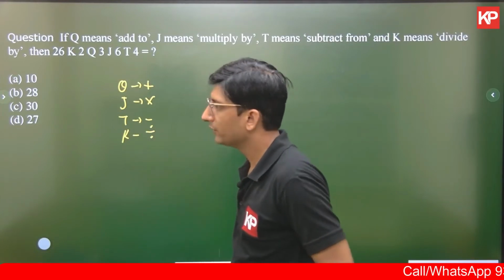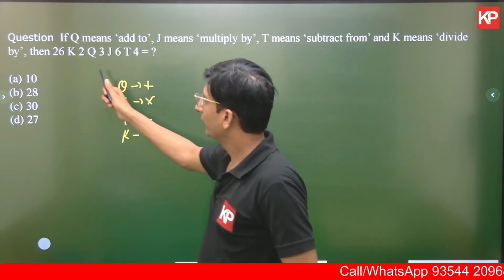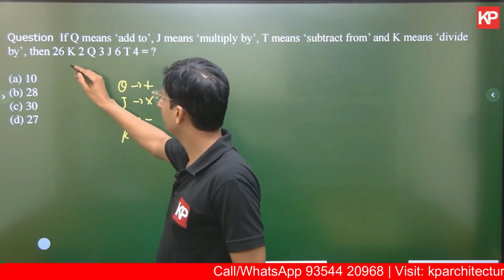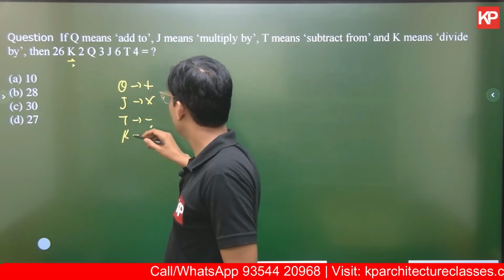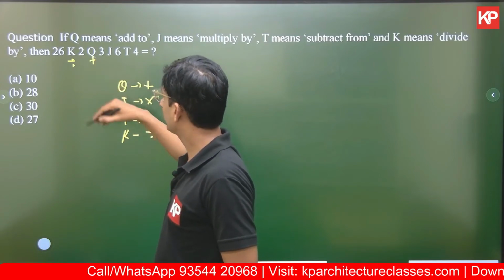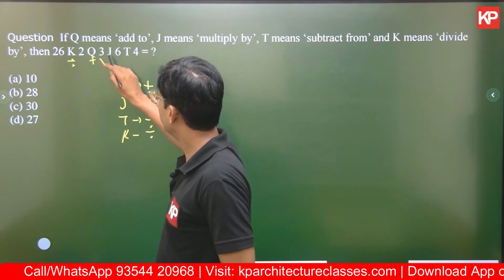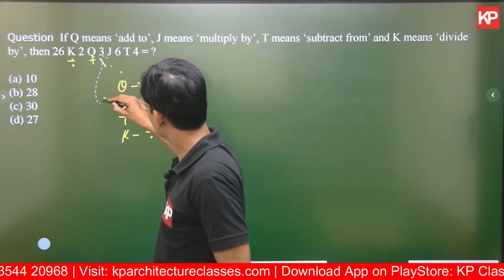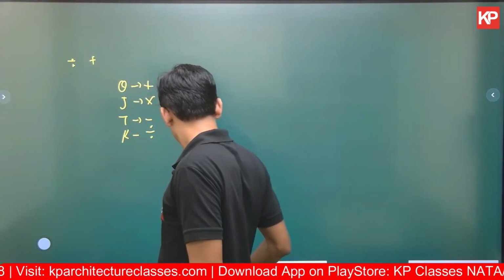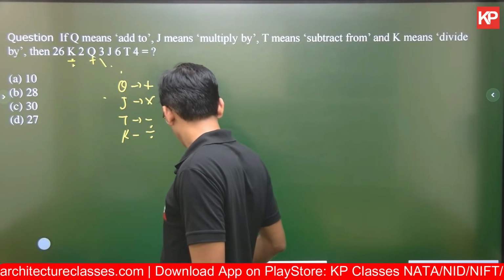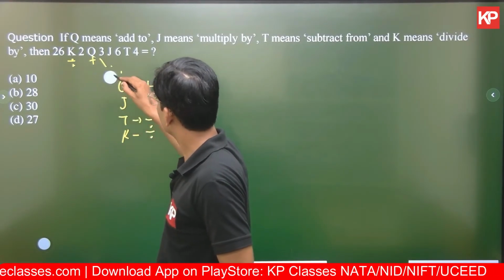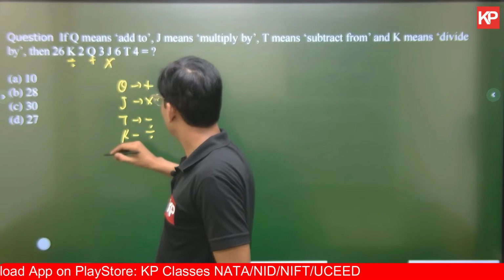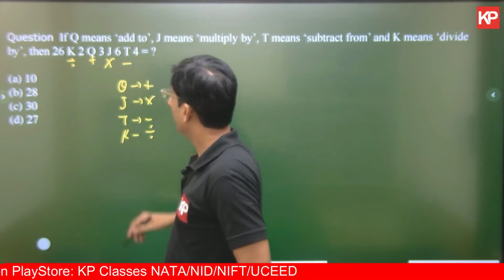So we have the symbols now, and we just have to put them in here. So I am directly putting it. The first is K, which means divide. So 26 divided by 2, then Q, which means plus, plus 3, then J, which means multiply. Then T means minus. Now we have to solve it again.